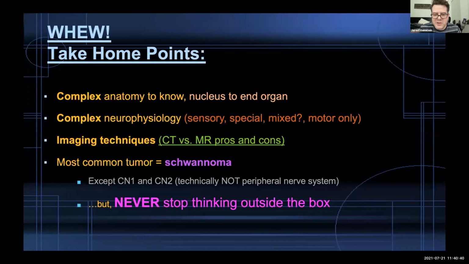So they're all peripheral nerves. So schwannoma is a peripheral nerve tumor, except for cranial nerve 1 and 2, so schwannoma and esthesioneuroblastoma would not be from the same origin, right? So one is peripheral nerve, and esthesioneuroblastoma is neuroendocrine, not related. But as that kind of alludes to, never stop thinking outside the box. So when it looks like a duck, talks like a duck, it's probably schwannoma, but think outside the box when things don't fit the picture.